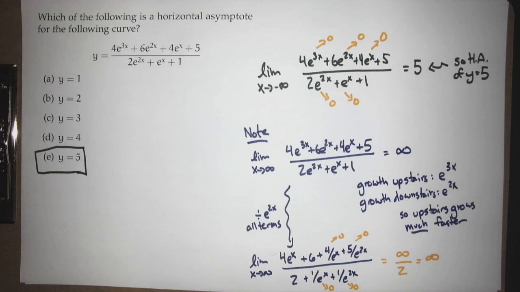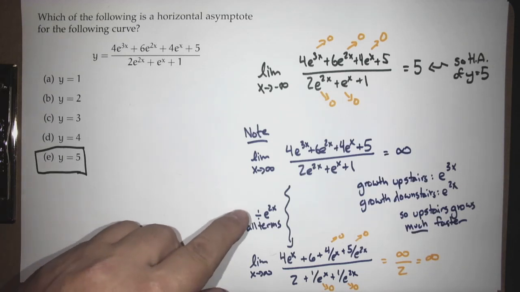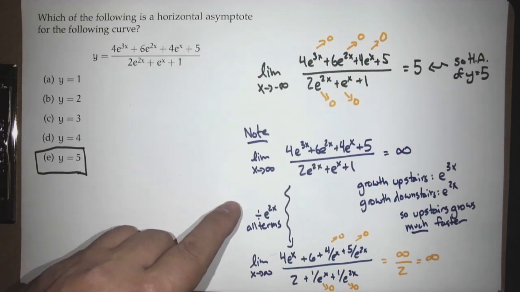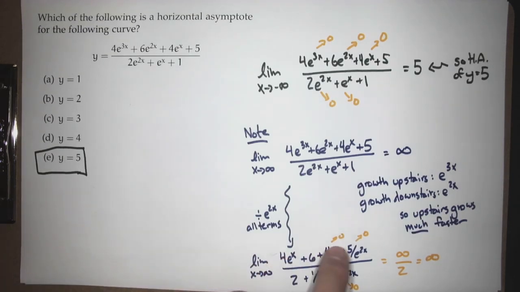Now, if you're not convinced, divide everything by e^(2x), and what you end up with is 4e^x plus stuff upstairs, and downstairs you end up with 2. It's getting giant over 2. Well, a giant number over 2 is a giant number. So it blows up. So you have to be careful.